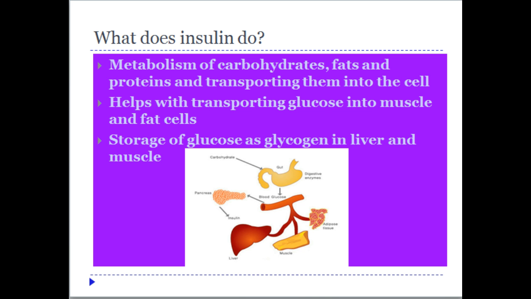So what does insulin do? It helps metabolize our carbohydrates, fats, and proteins and transports them into the cells so that we can use them for energy. It also helps with transporting glucose into the muscle and fat cells, that's what I just said, and then also the storage of glucose as glycogen in the liver and the muscle, and that is used for times when we need them for extra marathons or whatever we're doing.